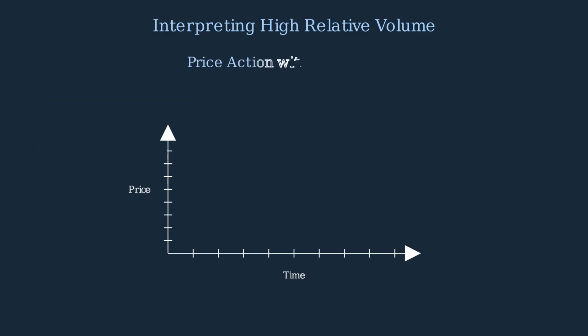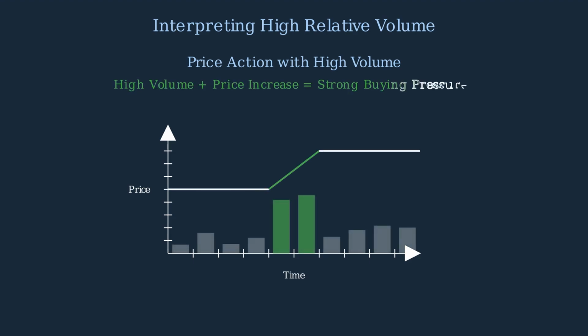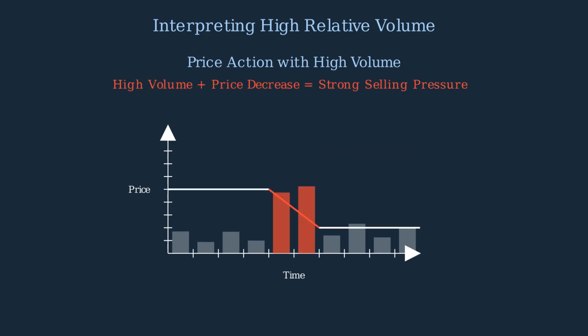The relationship between price action and high volume provides crucial insights for traders. When high volume coincides with price increases, it indicates strong buying pressure, confirming bullish sentiment. Conversely, when high volume accompanies price decreases, it reveals significant selling pressure, validating bearish momentum.